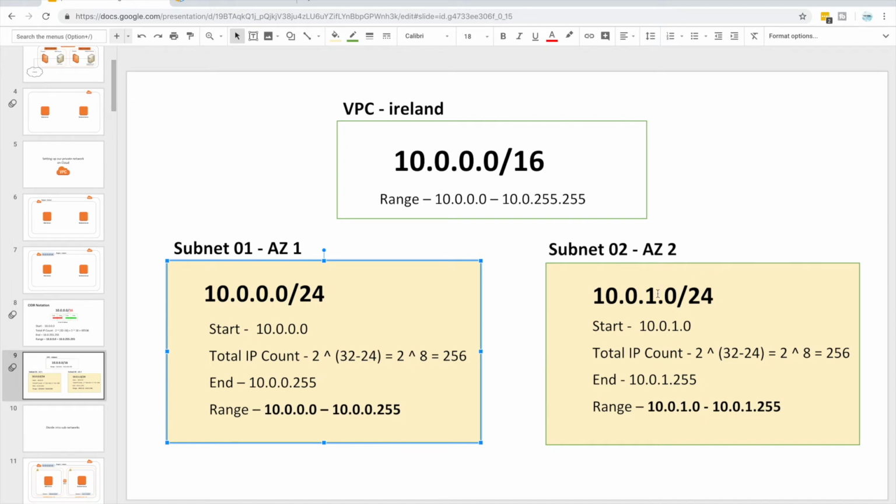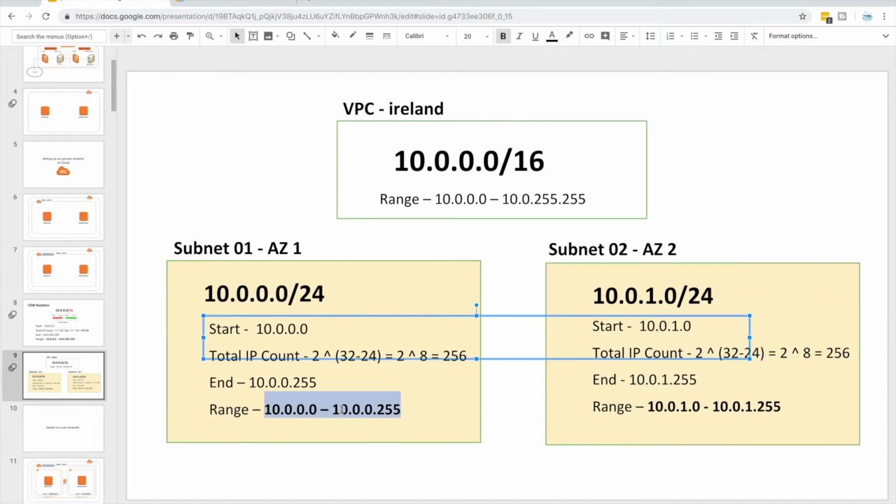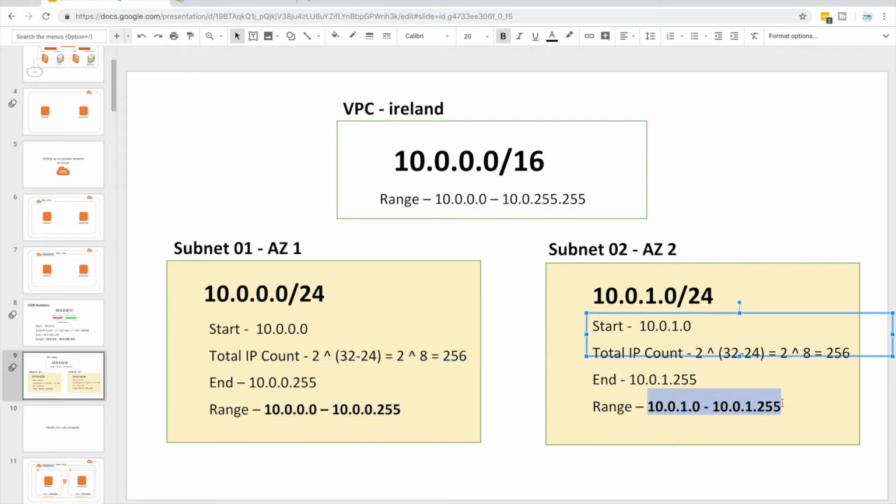And let's consider the other one as well. The starting address is 10.0.1.0. And again, since it is slash 24, the number of IPs is 256. So the last or ending IP address is 10.0.1.255. If you consider these two IP address ranges, you can see none of these IPs are conflicting, right? Because in this range, only the last octet changes, and in this case, the third octet value is fixed to 1, and the last octet again changes. So these are perfectly valid CIDR ranges that we can allocate to our subnets.